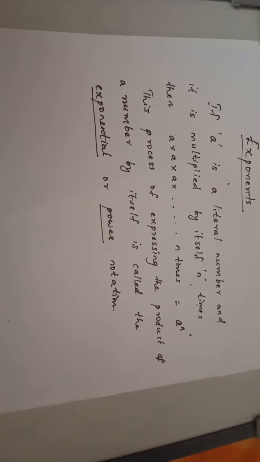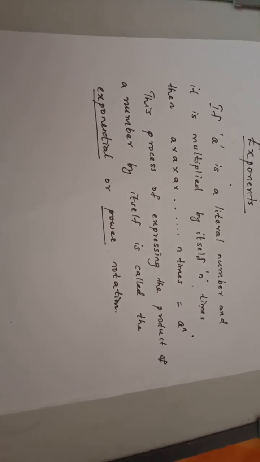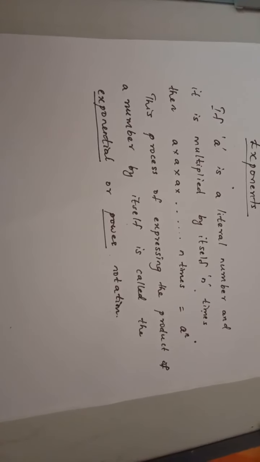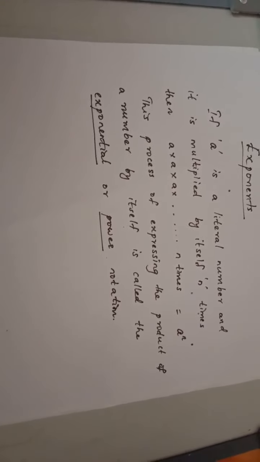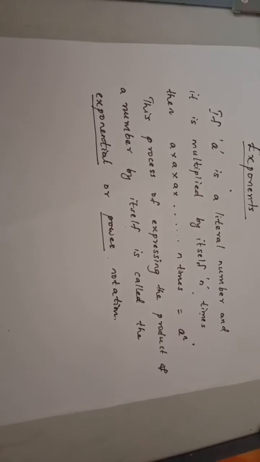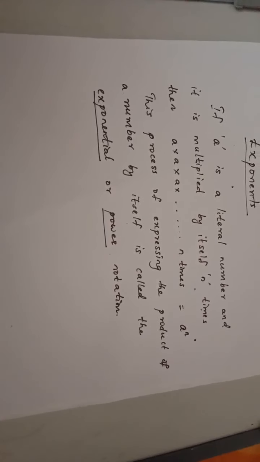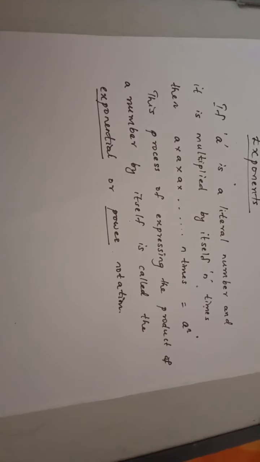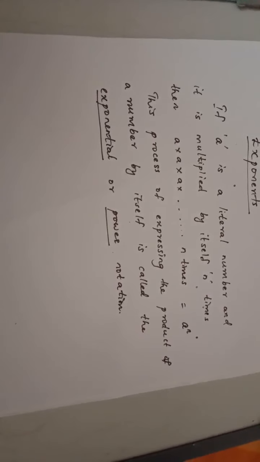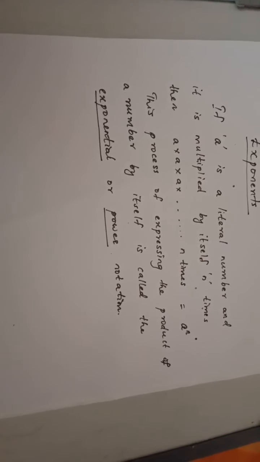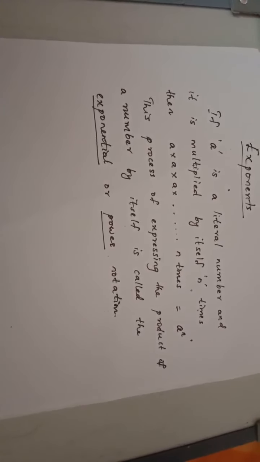Next unit we will start with the exponents, and in lower classes you have already studied exponents. This year we will learn more about exponents. The topic starts when we need to multiply the same number many times, and that can be expressed in a short form, called exponential form or power notation or index form.